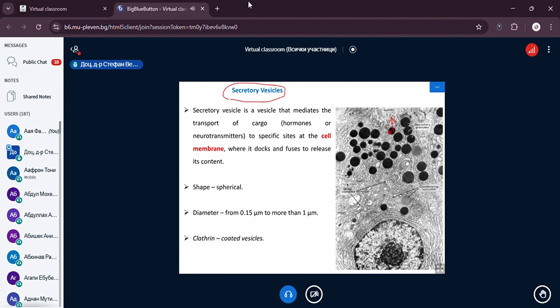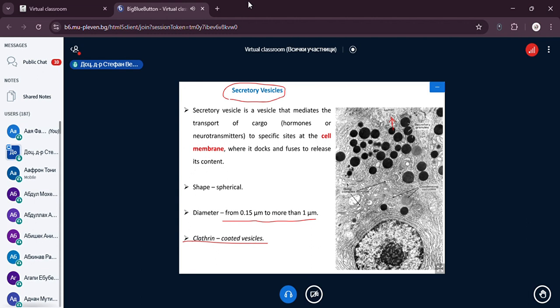out of the cell. Secretory vesicles are not typical for every cell. They can be seen only in secretory cells, like the cells of glands or other secretory cells. Usually they are large and can be seen even at the level of the bright field microscope, up to 1 micron in diameter. And most importantly, what you must remember, secretory vesicles are clathrin-coated vesicles.